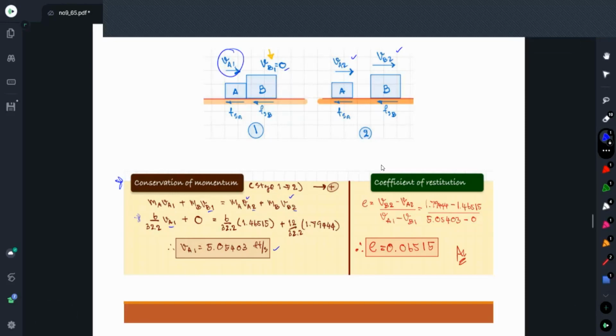After we have the velocity of block A, we can use the velocities of block A and block B for state number 1 and state number 2 and substitute into the coefficient of restitution equation. Then we obtain the coefficient of restitution for this problem equal to 0.065. That completes this problem.